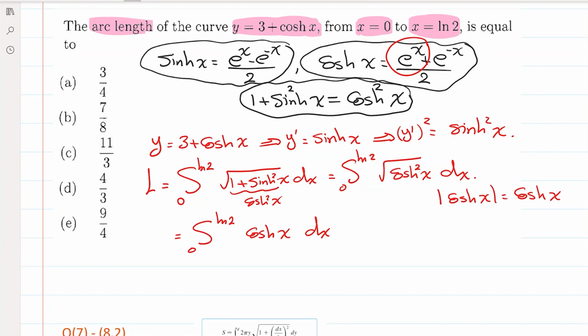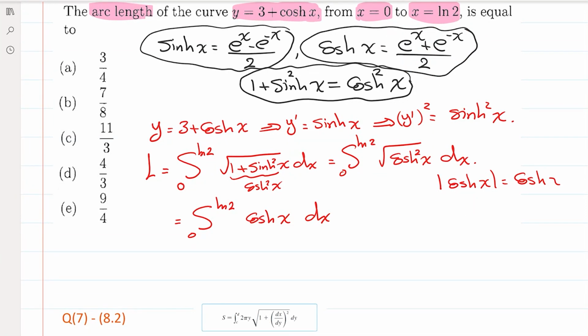Is that clear? Cosh, or cosine hyperbolic, is always positive. So because of that, we neglect the absolute value. But mathematically, you have to explain this if it's in a quiz or something, when you write the answer. What is the integral of cosine hyperbolic? It will be sine hyperbolic. Right, Hatem?